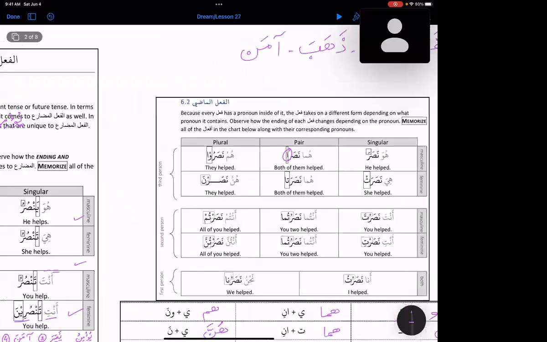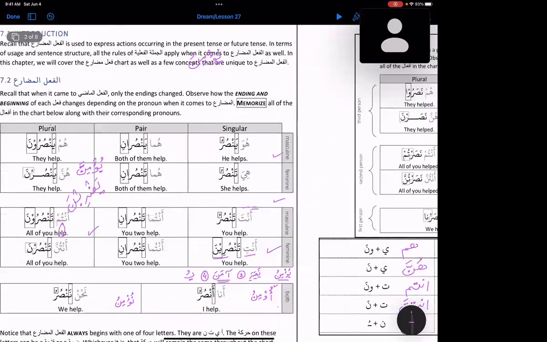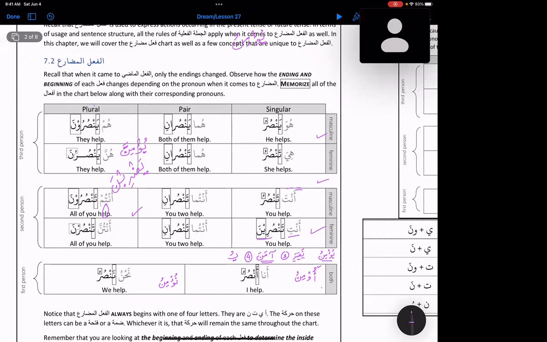Now let's do it with kafara. So kafara would be yakfuru. Huwa yakfuru, huma yakfurani, hum yakfuruna, hiya takfuru, huma takfurani, hunna yakfurna. Anta takfuru, antuma takfurani, antum takfuruna, anti takfurina, antuma takfurani, antunna takfurna. Ana akfuru. Nahnu nakfuru, not ana.